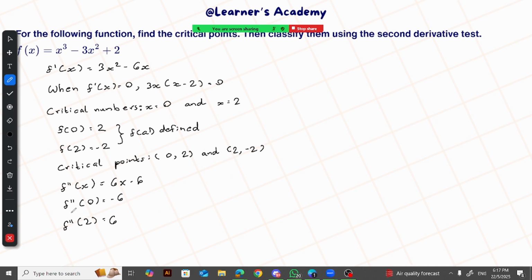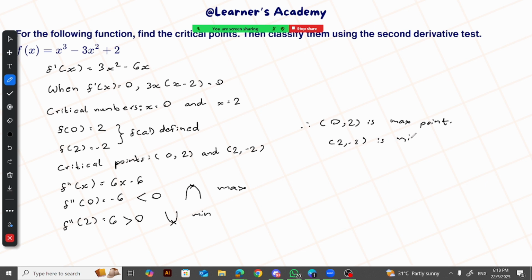So that means when we substitute 0 into the second derivative of f of x, we have negative 6, which means that it is less than 0. Because it's less than 0, the graph should be something like this, and then it will be a maximum point. And because it's greater than 0, the graph should be something like this, and it is a minimum point. Alright, so to conclude, (0, 2) is a maximum point, and (2, negative 2) is a minimum point.